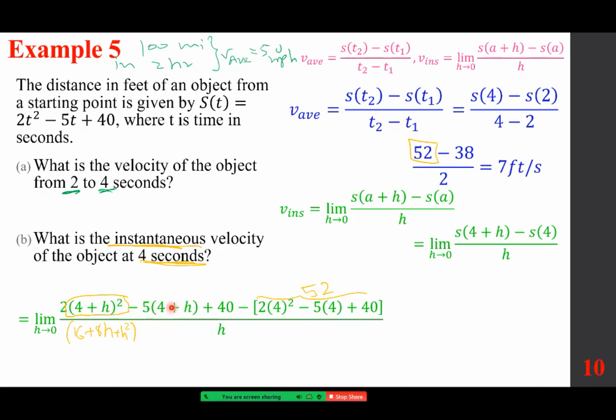Now I'm going to distribute the negative 5. Minus 20 minus 5H. Then I have plus 40, and we know this is 52. So 32 from here plus 16H plus 2H squared. We distributed the negative 5, negative 20 minus 5H plus 40 minus 52.